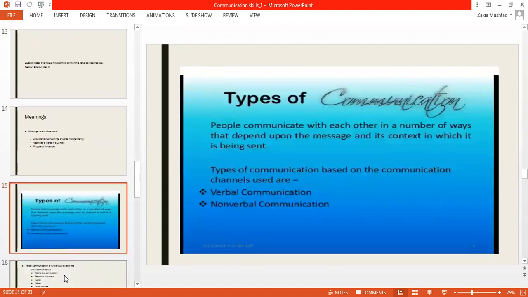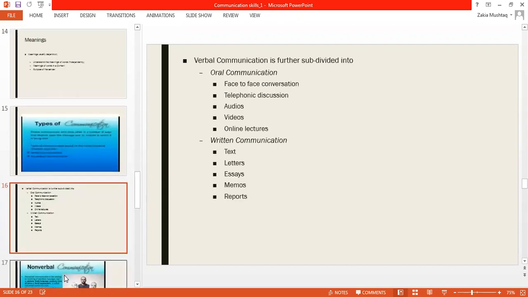Talking about the types of communication, we can say that they can be divided mainly into two things: verbal communication and non-verbal communication. Then there is a further subdivision into oral communication and written communication. Oral communication includes examples like face-to-face conversation, online lectures, audios, videos, and telephonic discussions, whereas written communication includes every single message that is communicated through writing.